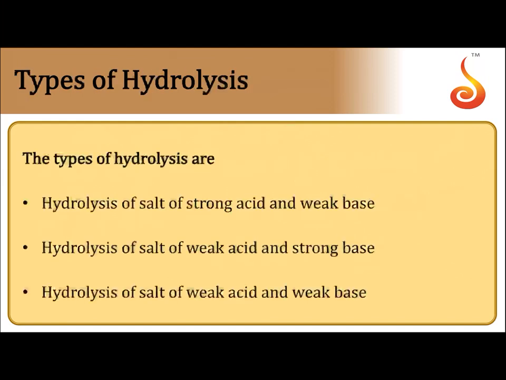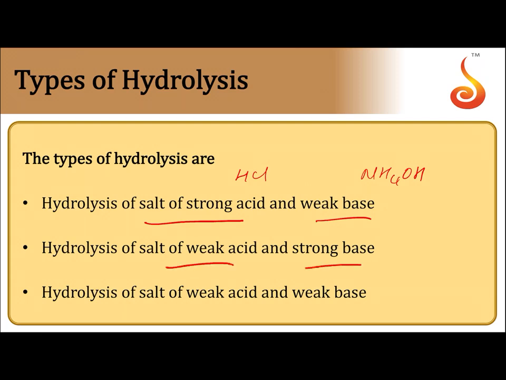Now different types of hydrolysis we have. That is hydrolysis of salt of strong acid and weak base. Strong acid you can take HCl. Weak base you can take something like ammonium hydroxide. So their salt will be ammonium chloride here.